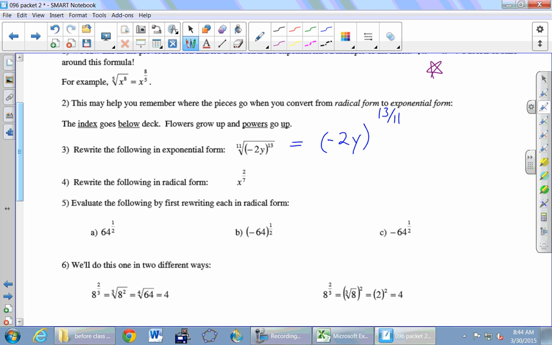So that's going from a radical to an exponent, but I also need you to be able to go the other direction. So in number 4, I'm giving you an exponent, and I want you to convert that to a radical. So x to the 2/7. Take a moment and write that as a radical of some kind.